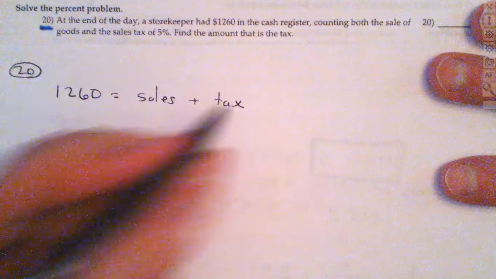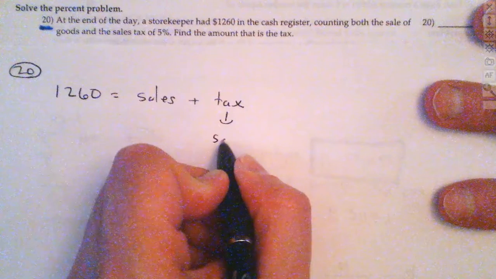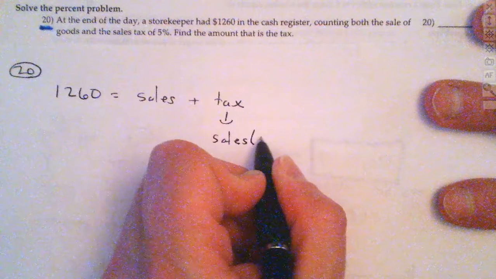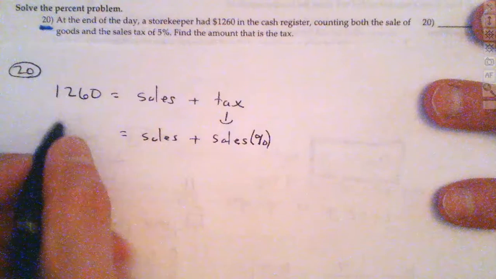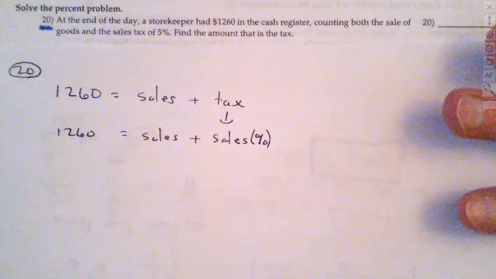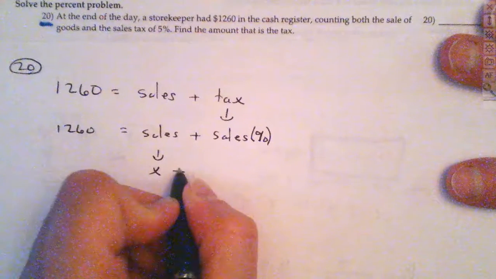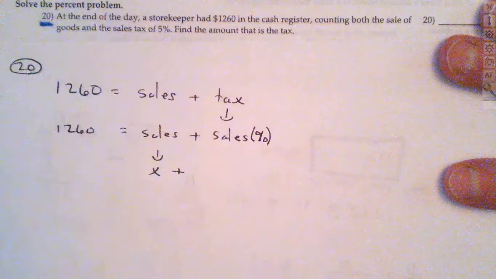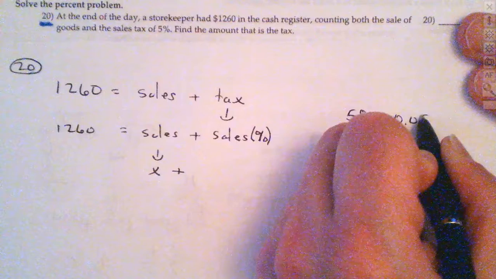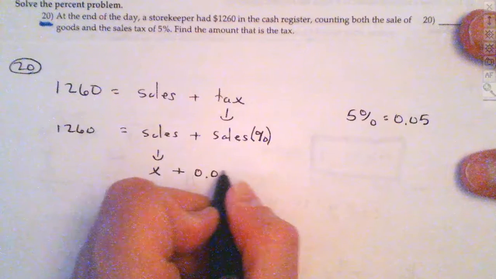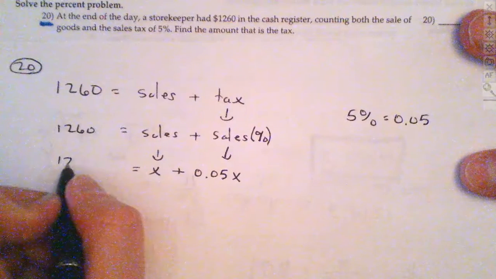Now, tax, how do we find the taxable amount? Well, remember your tax is a percentage of the sales. So that's going to be your sales times your percentage rate. That's your taxes. We don't know our sales, so we're going to call that X. And we do know our sales tax rate. Okay, sales tax rate, it says in the problem, is 5%. So 5% is 0.05. So we now have 0.05, unknown amount X for the sales. And that equals your 1260.